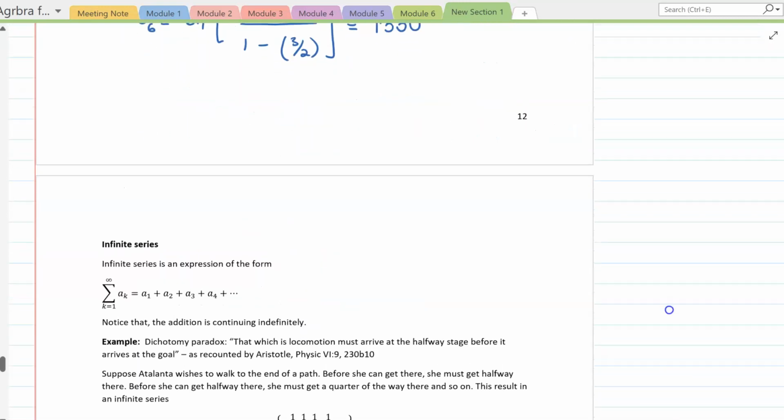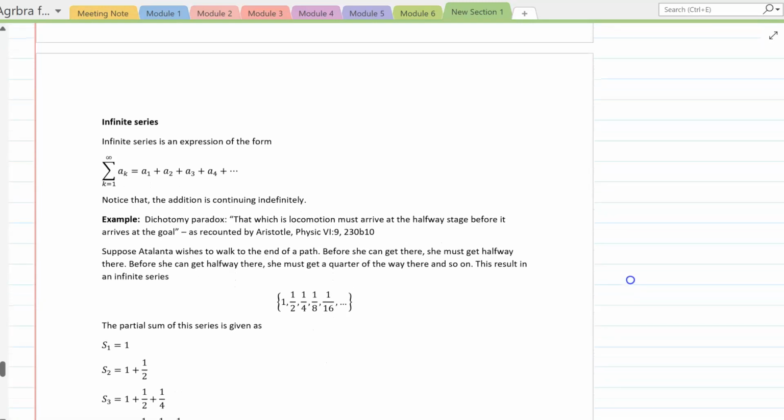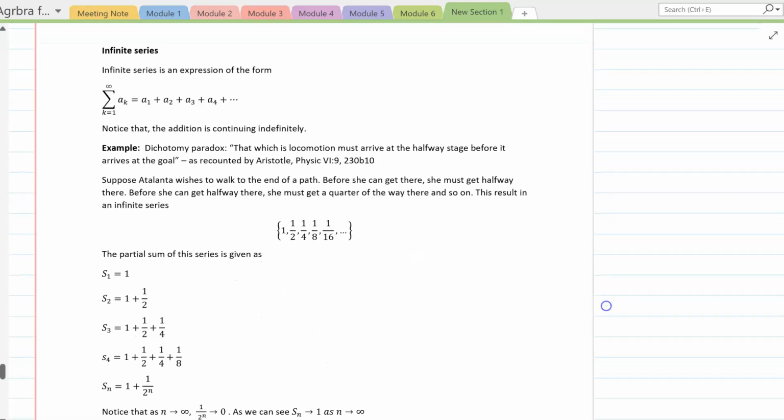Now take a look at the infinite series. An infinite series is an expression where we add infinitely many terms together, like all the terms as n goes to infinity.